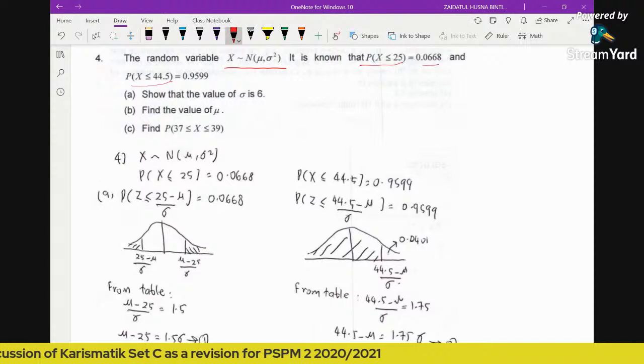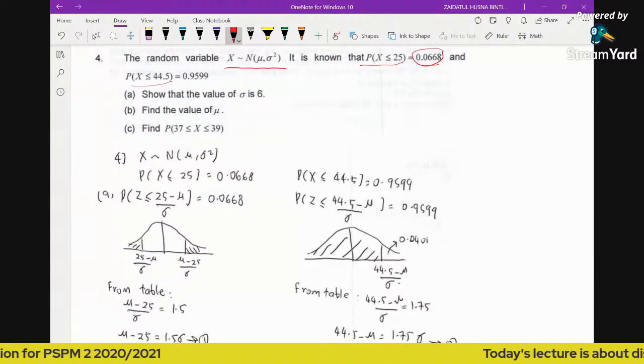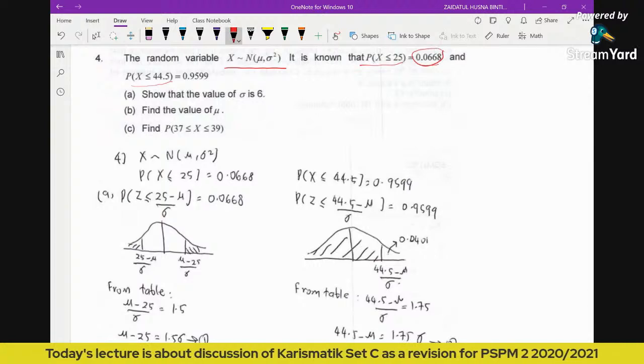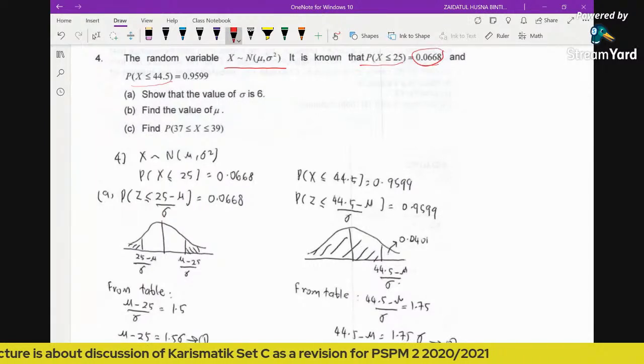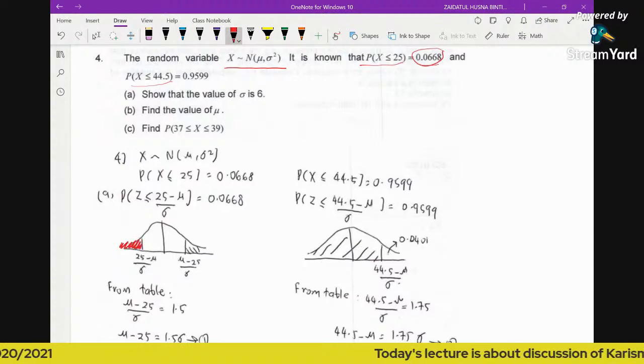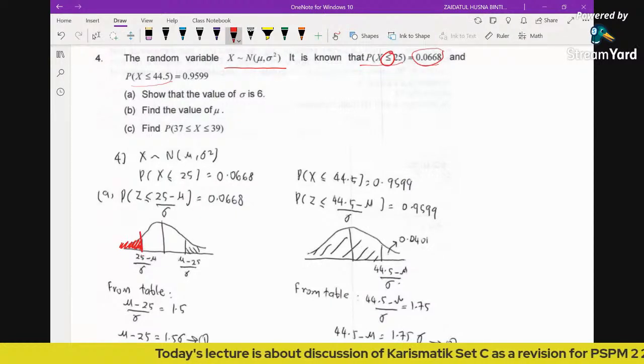So my advice is whenever you come across this kind of problem, please draw the bell-shaped curve. Don't simply imagine. You cannot simply imagine. In order to get the idea precisely, you have to draw the bell-shaped curve. Now we are given that x less than or equal to 25 is this. If you draw the bell-shaped curve, this is the area, because this is a less than sign, right?